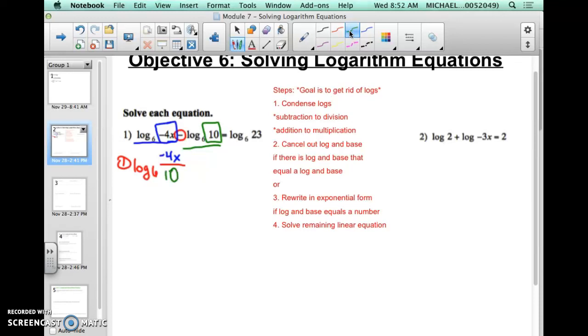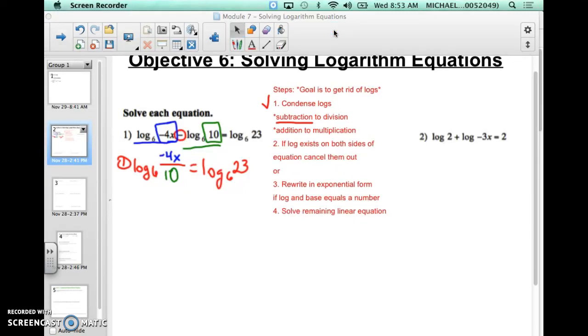And then it's going to equal still log base 6 of 23. I didn't touch the right-hand side. I don't have to condense anything on the right-hand side. Only condensing on the left-hand side. And I knew to do that because there were 2 logs on the left-hand side, so that tells me I have to bring them down into 1. Now, that's step 1. I am done. In this case, it was subtraction. If you notice, the next example I'm going to do is addition.